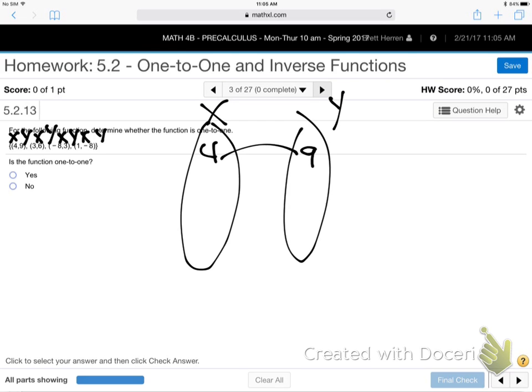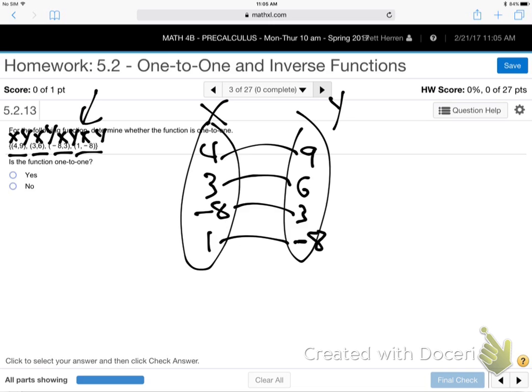4 goes to 9. That's what x, y, 4, 9 means. 3 goes to 6. That's what x, y, 3, 6 means. Negative 8 goes to 3. That's what x, y, negative 8, 3 means. And 1 goes to negative 8. That's what they mean. So anyway, you could just look at this if you want or do that if you want.